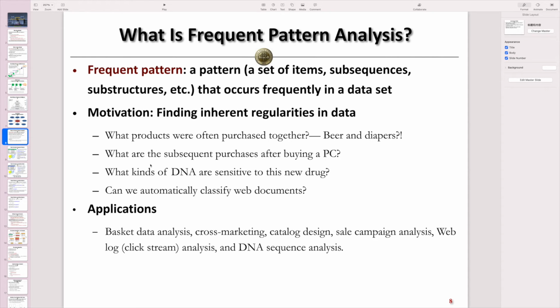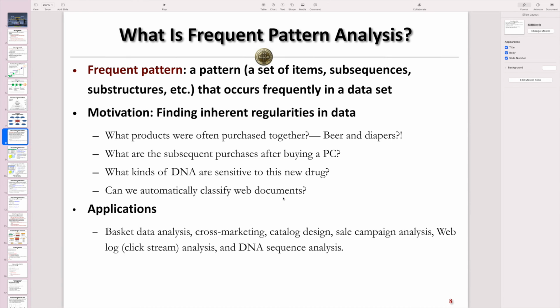We can also find some other patterns. What are the subsequent purchases after buying a PC? According to some analysis, people after buying a PC will buy an operating system, the operating system software, as well as some PC games, right? In other words, if a customer buys a PC, we can also recommend operating system software as well as PC games. We can also get other patterns, like what kinds of DNA are sensitive to new drugs, and whether we can automatically classify web documents based on the patterns we discover. So these are the motivations for why we study frequent patterns based on the data we can get.